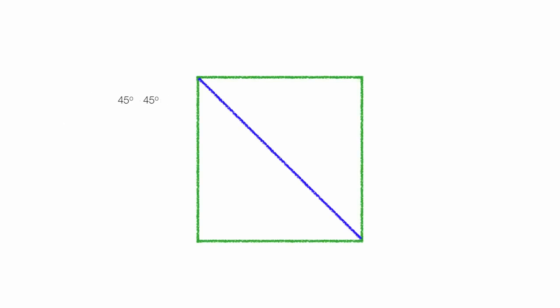When I draw in a diagonal, the blue diagonal, I'm actually taking this corner here and cutting it in half. So I take that 90 degrees and I cut it in half, and each of these angles equals 45 degrees. So 45 plus 45 is 90, of course. So these two angles here are 45 degrees and 45 degrees. Since this corner and that corner are the same, these two angles are 45 degrees also.